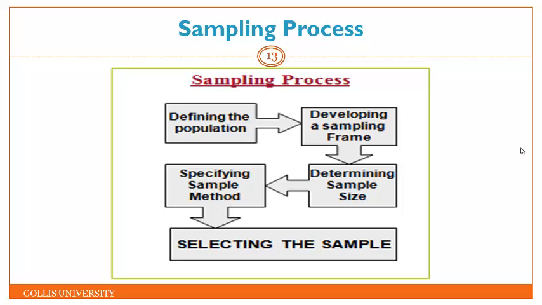That will entail your sample statistics. This diagram illustrates to us the sampling process as we have explained earlier. First, you define your population. After you define a population, next you develop a sampling frame. After you develop your sampling frame of the target population, you determine your sample size. Then after you determine your sample size, you specify your sample method. How are you going to get this sample size of yours? And then go ahead and select your sample. This illustrates to us the sampling process.